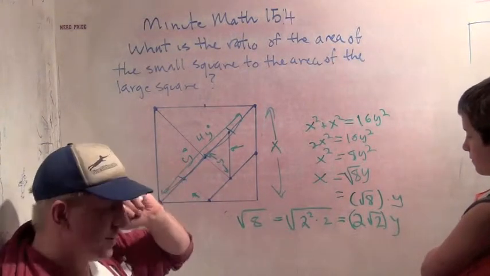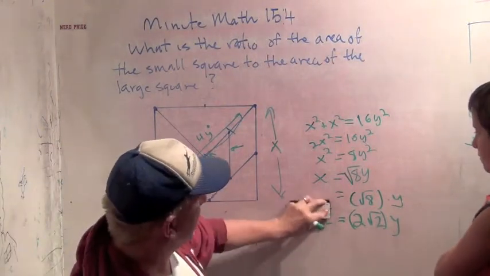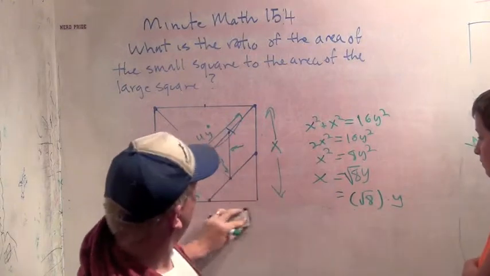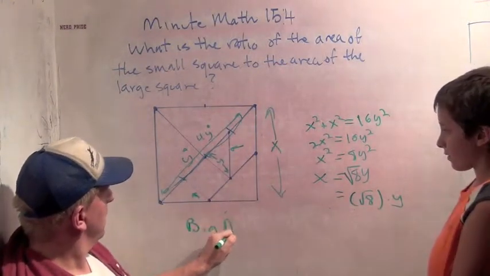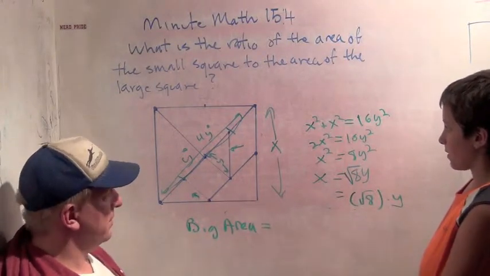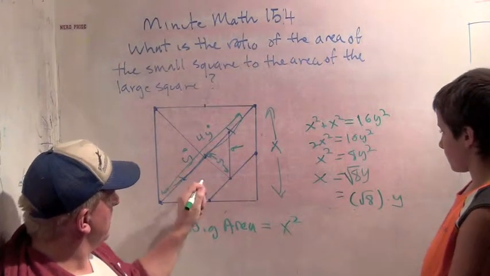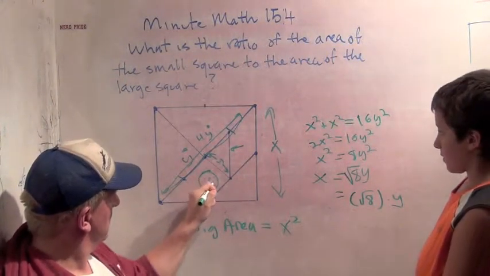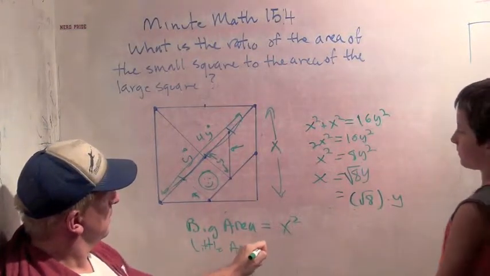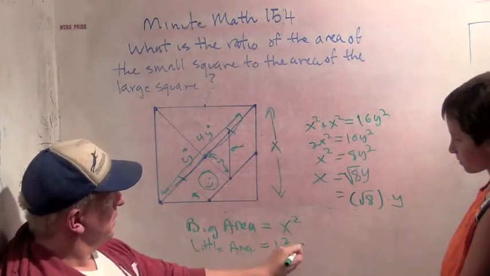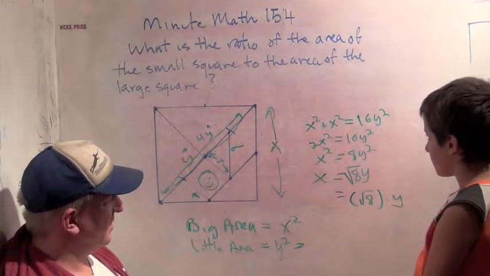Actually, you know what? I have led you astray a little bit. Forget about simplifying the square root of 8. What's the area of our big square? In terms of x. x squared. So what's the area of the little square? It's y squared. What does y squared equal in terms of x?